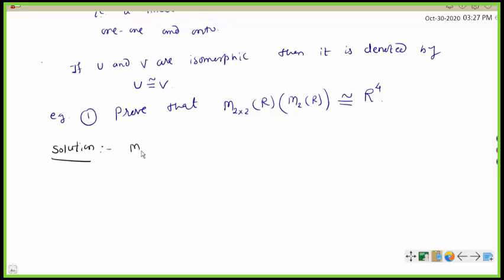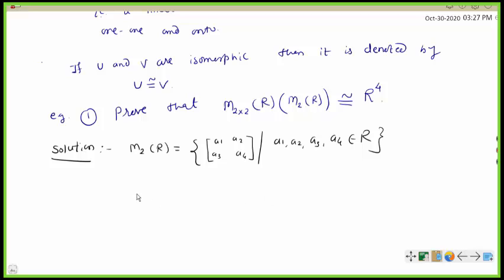Solution: first, M2R. What is M2R? M2R contains all matrices with entries a1, a2, a3, a4 such that a1, a2, a3, a4 belong to R, the set of real numbers. And R4 is the set of all ordered quadruples of real numbers (x1, x2, x3, x4), where x1, x2, x3, x4 belong to R. These two are vector spaces over R.